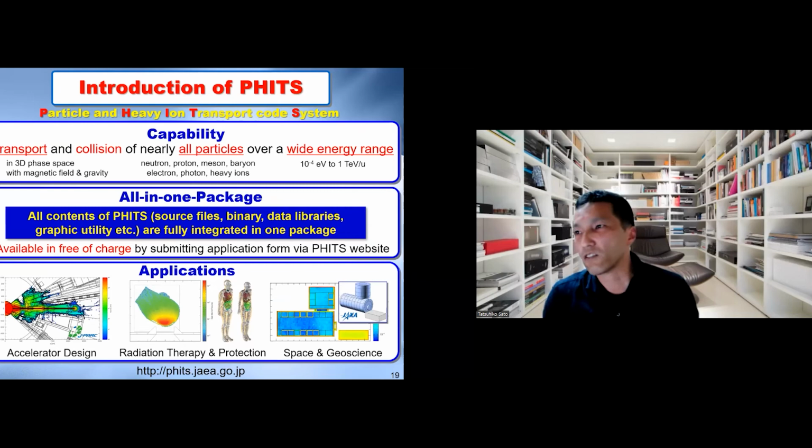Before going to the result of our model, I would like to briefly introduce our developing code PHITS. PHITS represents the particle and heavy ion transport code system, and it can analyze the transport and collisions of nearly all particles over wide energy ranges. That's why we adapted this code for this analysis. It is an all-in-one package type code. That means all contents of PHITS are fully integrated in one package, and it is available free of charge by submitting an application form via the PHITS website. More than 6,000 users have obtained the code and use it for various purposes, such as accelerator design, radiation therapy and protection, and space and geoscience. If you would like to know more about PHITS, please visit our website here.